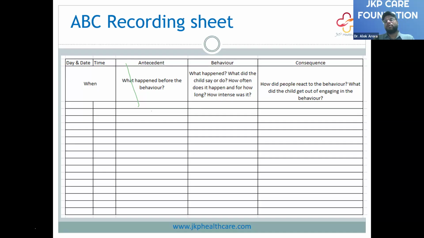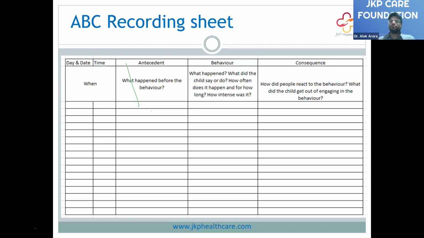And what is the consequence? What did the child achieve? How did you react to the behavior? For the last 2 hours, the child was left alone with the toy. The child was playing, and you were cooking in the kitchen. Suddenly you left all the cooking and everything. You went to the child. You took the child up. You held the child and tried to calm the child down and gave him some food or some chocolate. This is what you did.